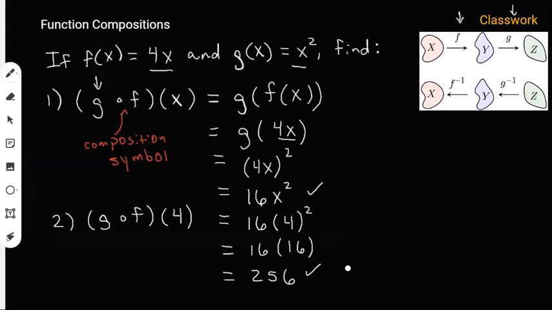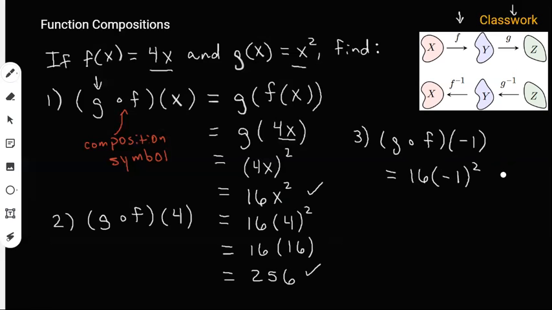Okay. And the last one I wanted to do in this video is number 3. I want to figure out what g of f evaluated at -1 would be. So I'm taking the function that I found in number 1, which is 16x squared, right? And I want to evaluate it at -1. So I'm going to have my 16x squared, but I'm going to replace the x with a -1. But everything else stays the same. So I'm still going to have the 16 out in front. I'm just replacing the x with a -1.